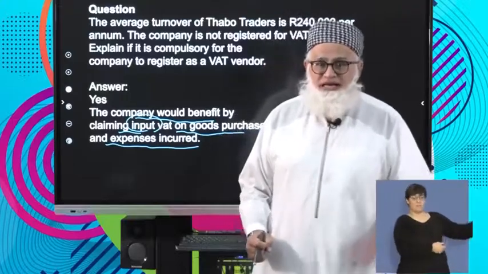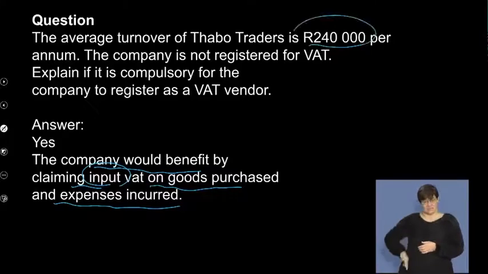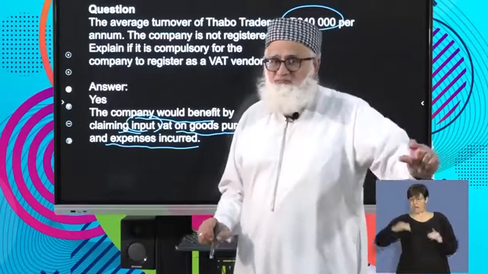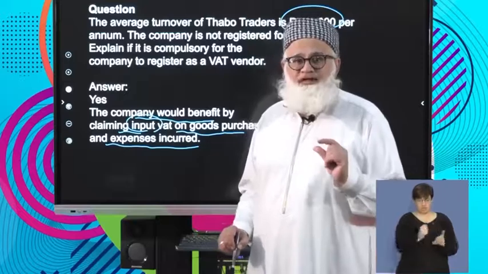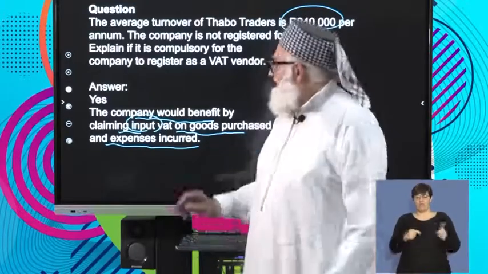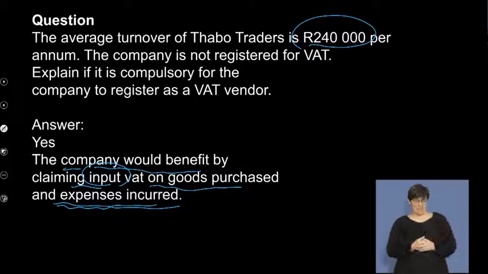So therefore you can clearly see that for this particular company, the turnover was 240,000 per annum. Just to recap, it's not compulsory because the threshold is R1 million. But if it registers for voluntary registration, that means it now becomes a VAT vendor, and this would assist in that they would be able to claim the input VAT on goods that have been purchased, and they can also claim the input on expenses that have been incurred.